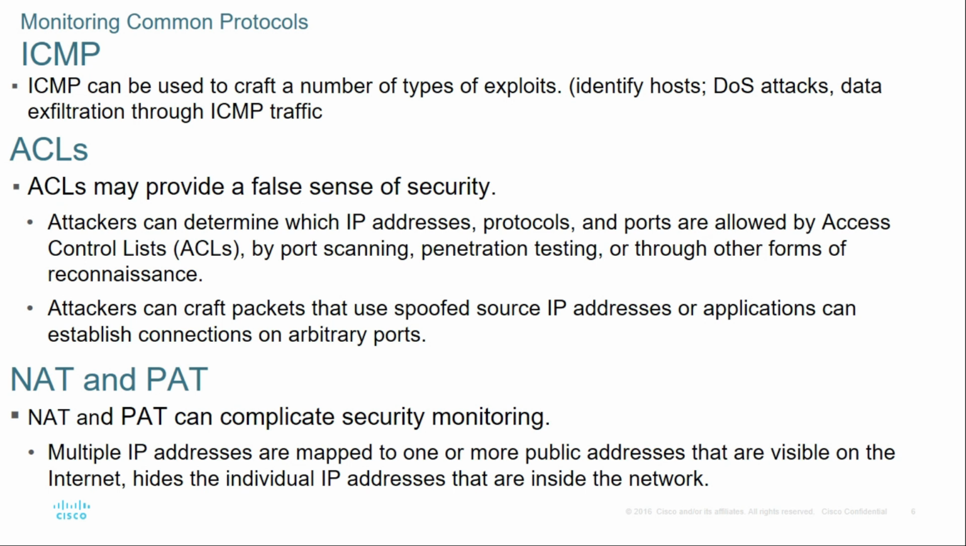Access control lists may provide sensitive information to attackers. Attackers can determine which IP addresses, protocols, and ports are allowed by access control lists through port scanning and penetration testing, in the form of reconnaissance. Attackers can craft packets that use spoofed source IP addresses. Applications can establish connections on arbitrary ports, so access control lists may provide sensitive information for attackers.